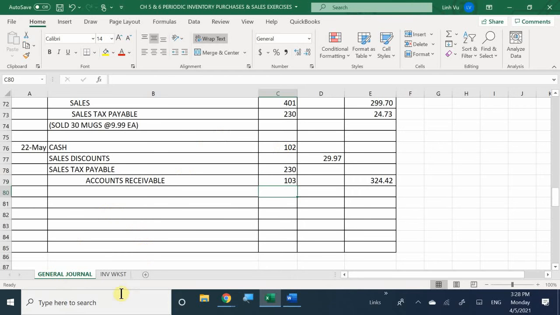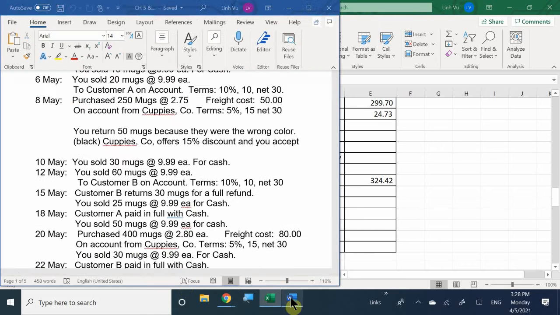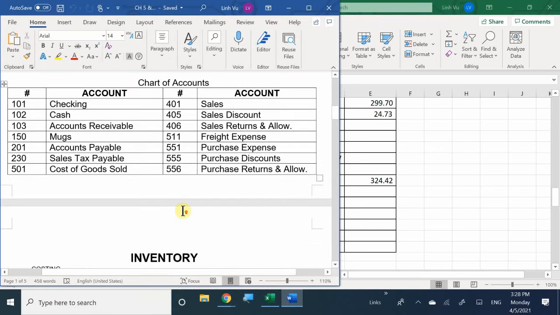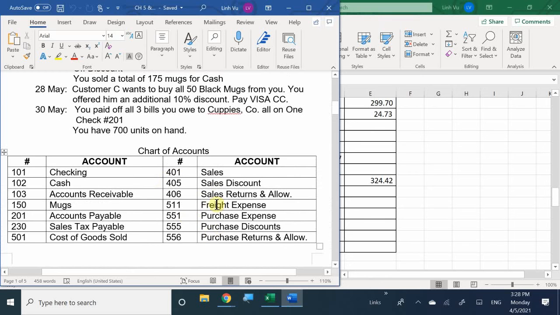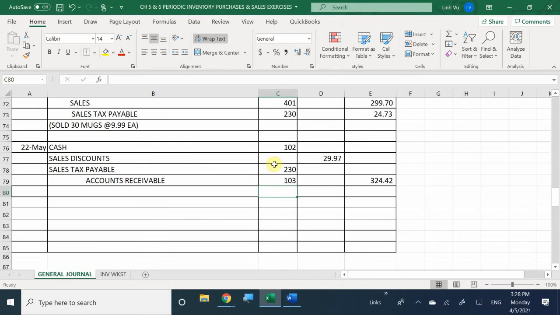Okay. What is my sales discount account number? Let's figure it out. Sales discount is 405. Okay. Now, because I am discounting the selling price by 10%, how much tax am I going to have to refund on top of this?